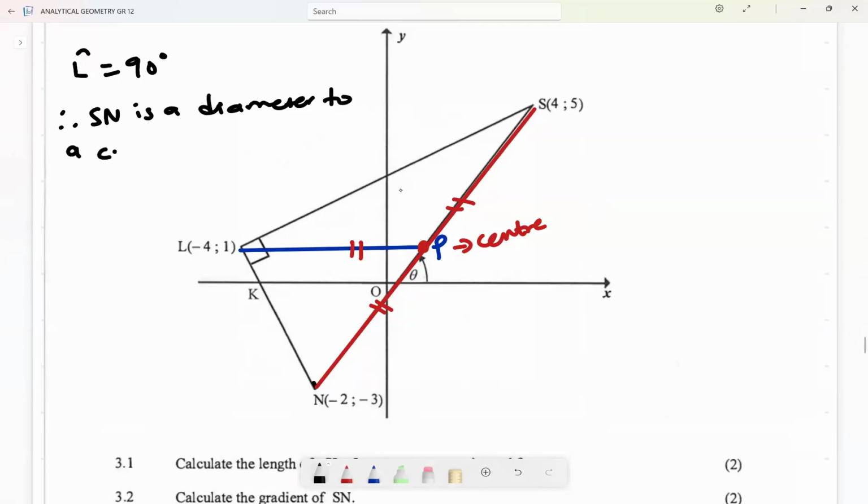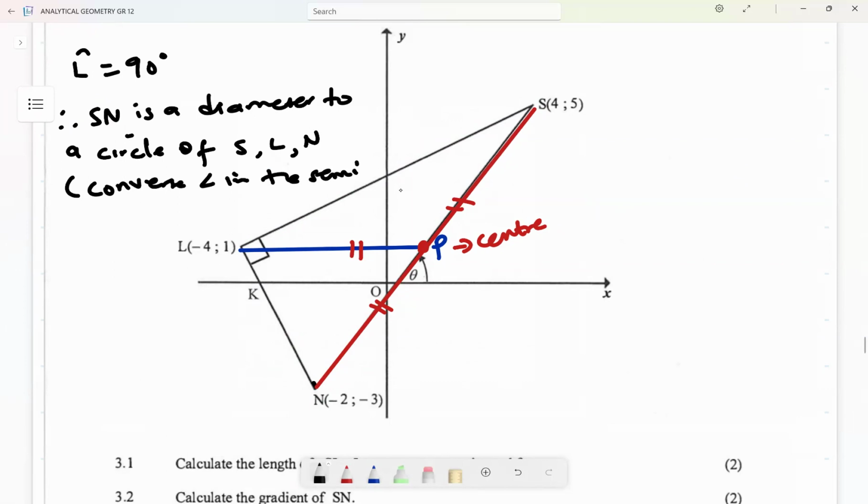to a circle of SLN. Okay, how do I know that? I can say converse angle in the semicircle. Geometry. Utility geometry. Converse angle in the semicircle. Okay, sharp. Then, how does it help me? Therefore, P is the center. It therefore means P is the what? Is the center. P is the center.